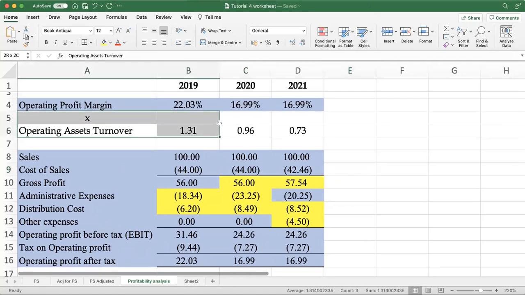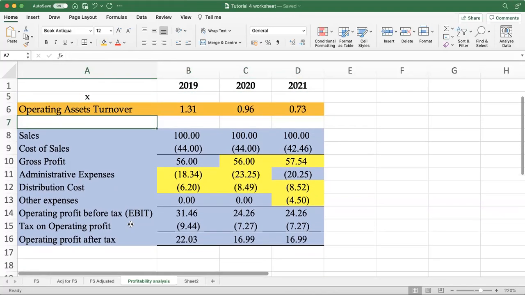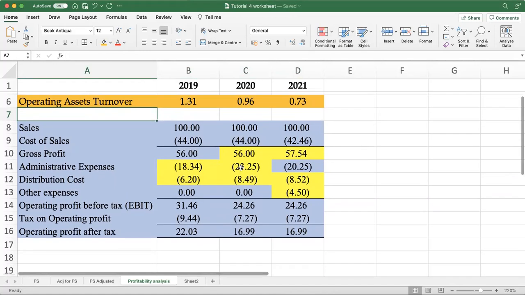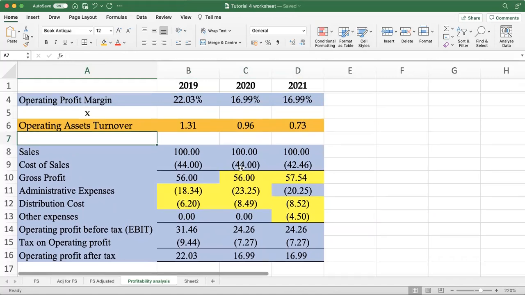Then we'll analyze operating assets turnover. Now you see, the turnover ratio has been declining. So you should analyze what has caused this decline.